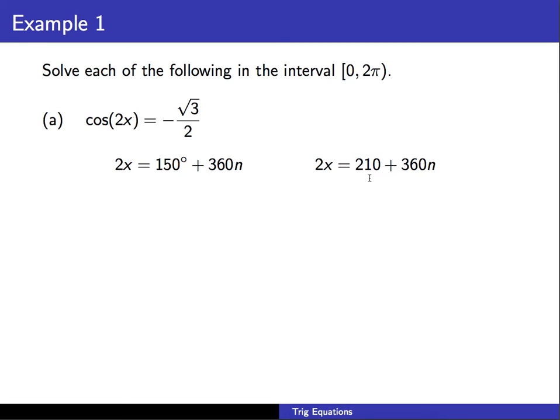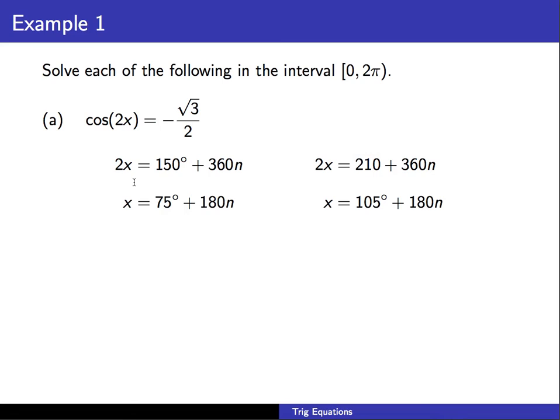The cosine of 150 is negative square root of 3 over 2, and the cosine of 210 is negative square root of 3 over 2. Now, we're not taking the cosine of x, we're taking the cosine of 2x. So 2x is going to equal 150 plus multiples of 360 degrees, and 2x could also equal 210 plus multiples of 360 degrees. Here I'm working with degrees because I can always change them back to radians when I'm done. If I didn't want to do that, I'd have 2x equals 5 pi over 6 plus 2 pi n, and 2x equals 7 pi over 6 plus 2 pi n. Either one's fine.